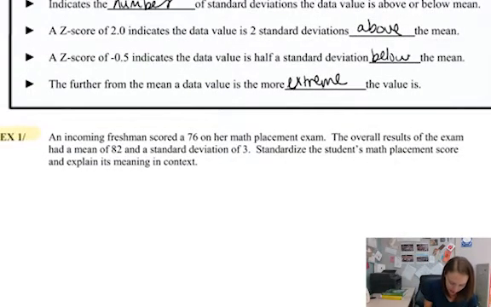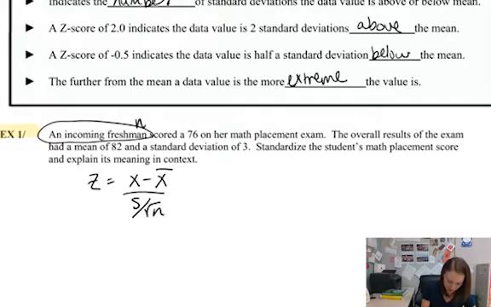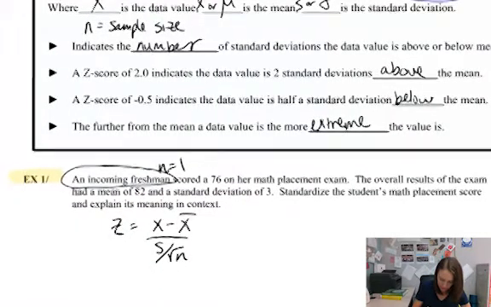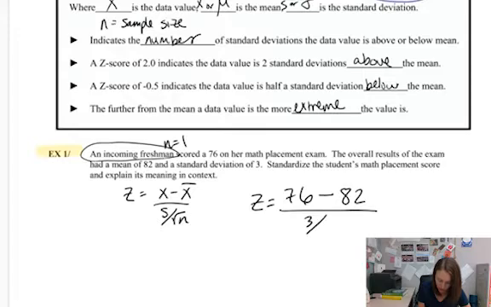So I'm just going to rewrite our formula, x minus x bar over s over the square root of n. And I just have an incoming freshman. So n equals 1. I only have a sample size of one person right now. So in this case, the square root of 1 is 1. It's not going to affect our formula. So z equals her score, our x value, 76, minus the mean of 82, divided by the standard deviation, which is 3, over the square root of 1.